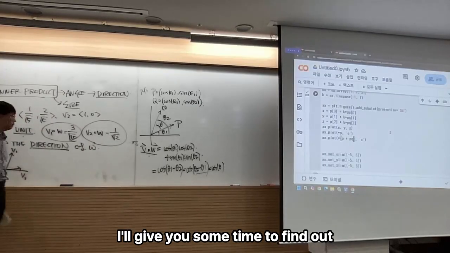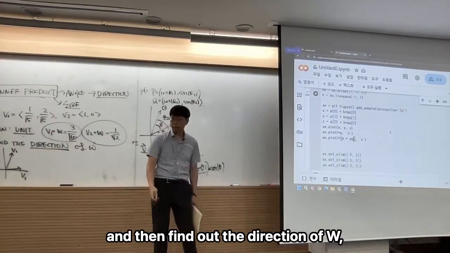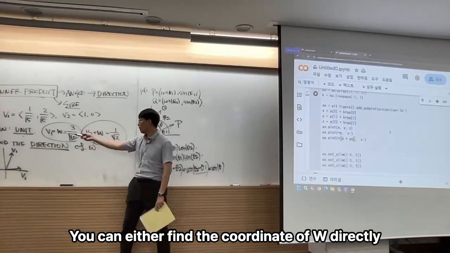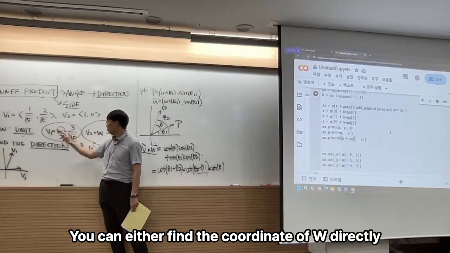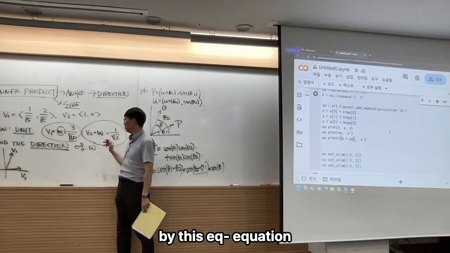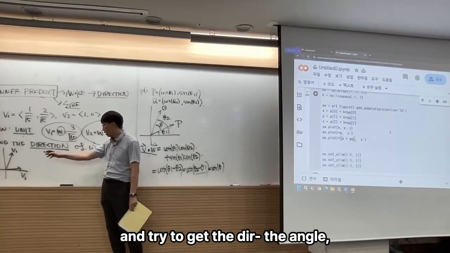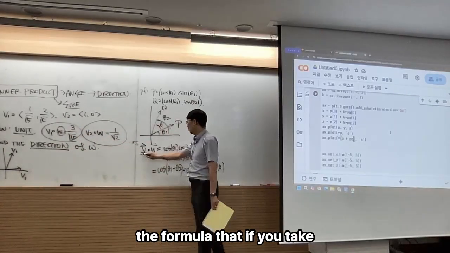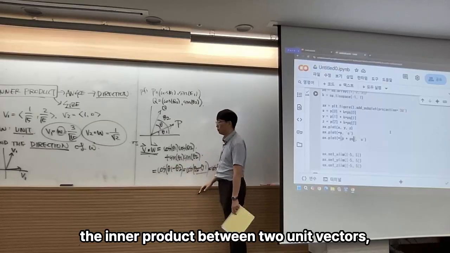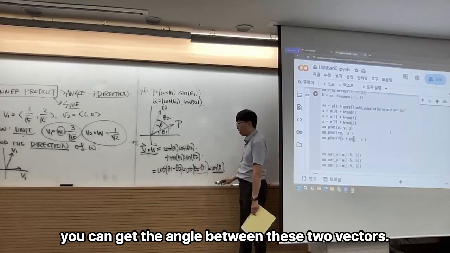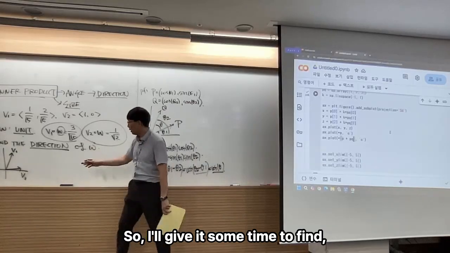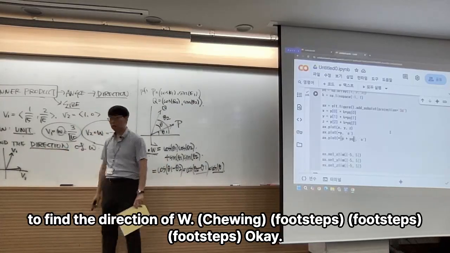I'll give you some time to find the coordinates of w and then find the direction of w. You can either find the coordinates of w directly from these equations and try to get the angle, or you can use the formula that if you take the inner product between two unit vectors, you can get the angle between these two vectors. So I'll give you some time to answer this question: find the direction of w.